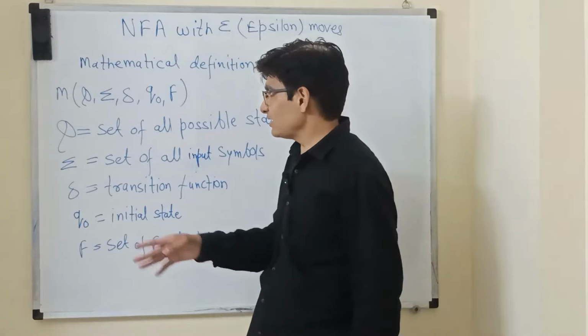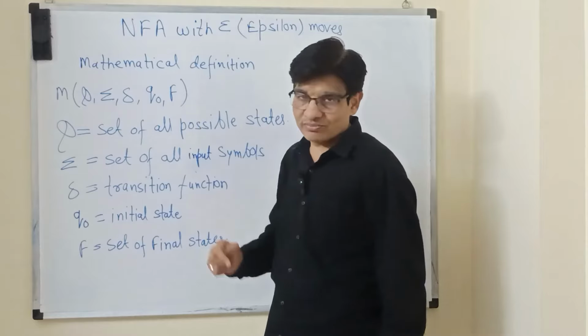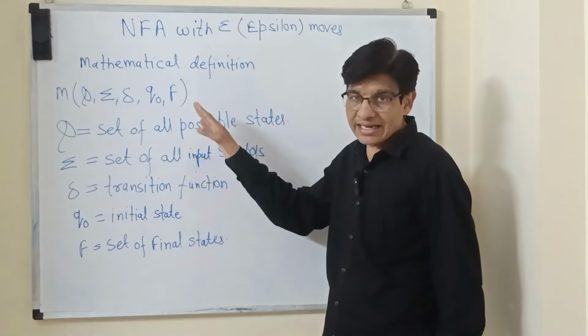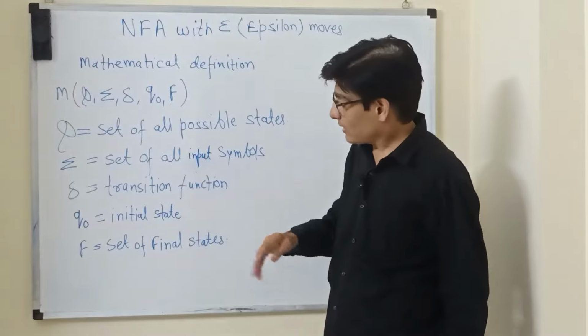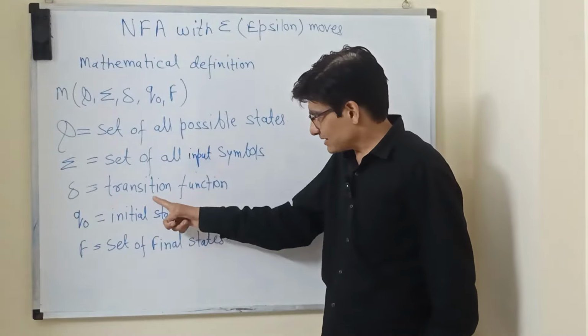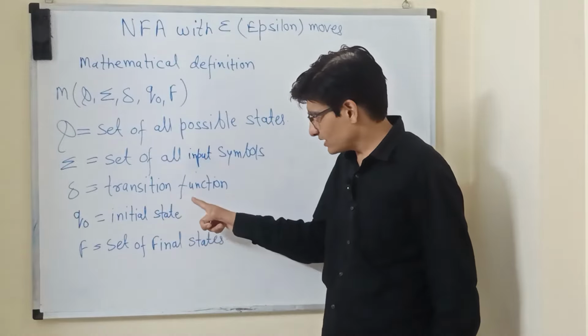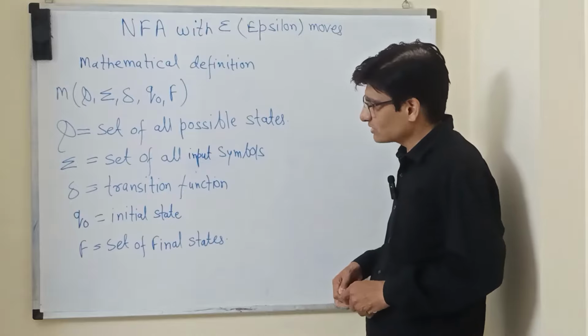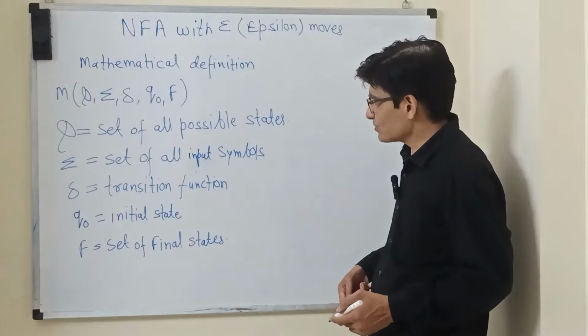And as you can see, it is again a 5-tuple machine, and the meaning of all the tuples is the same as in DFA and NFA. The only difference is the transition function. So I will discuss what the transition function of an NFA with the epsilon move is.